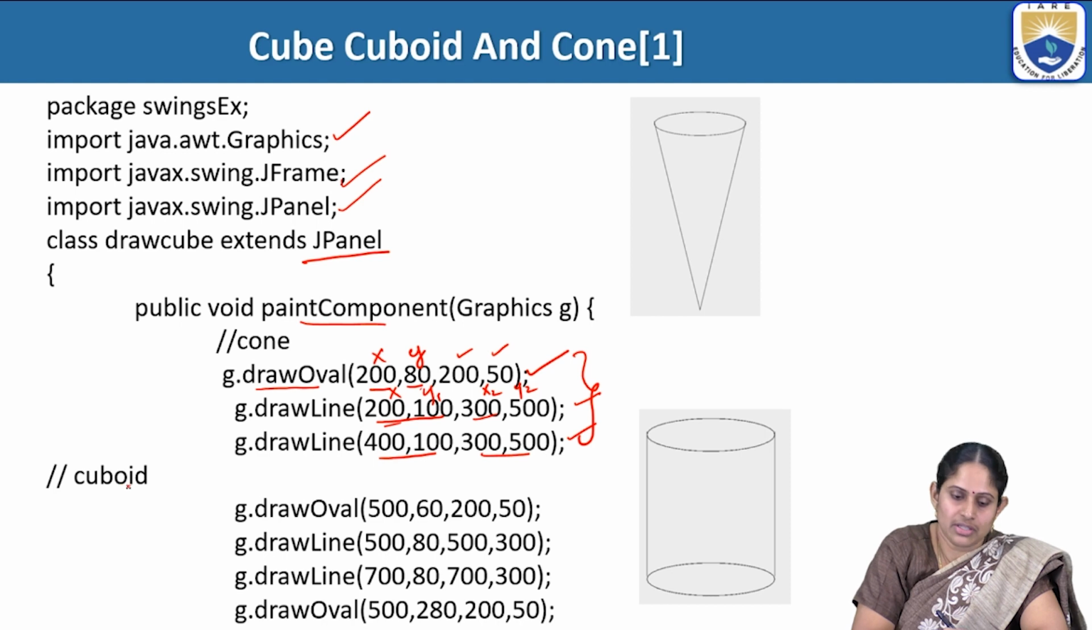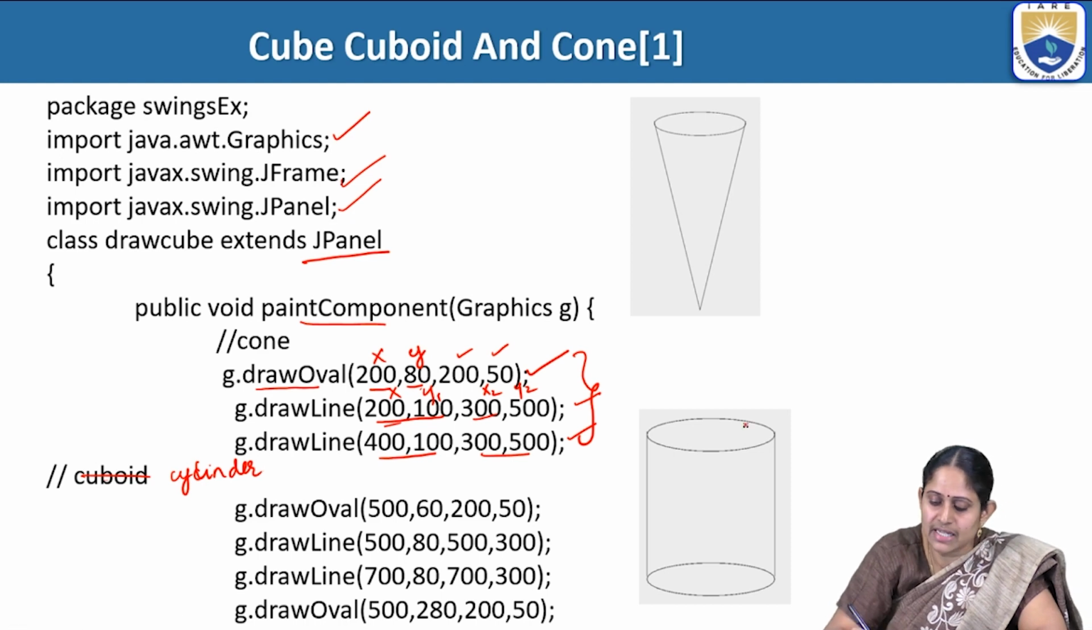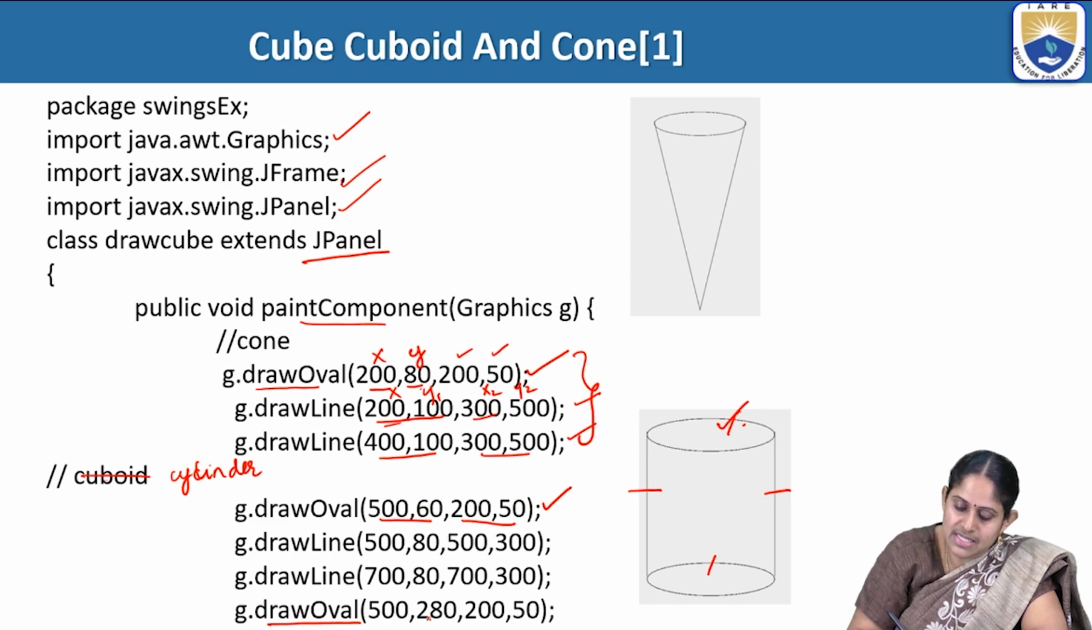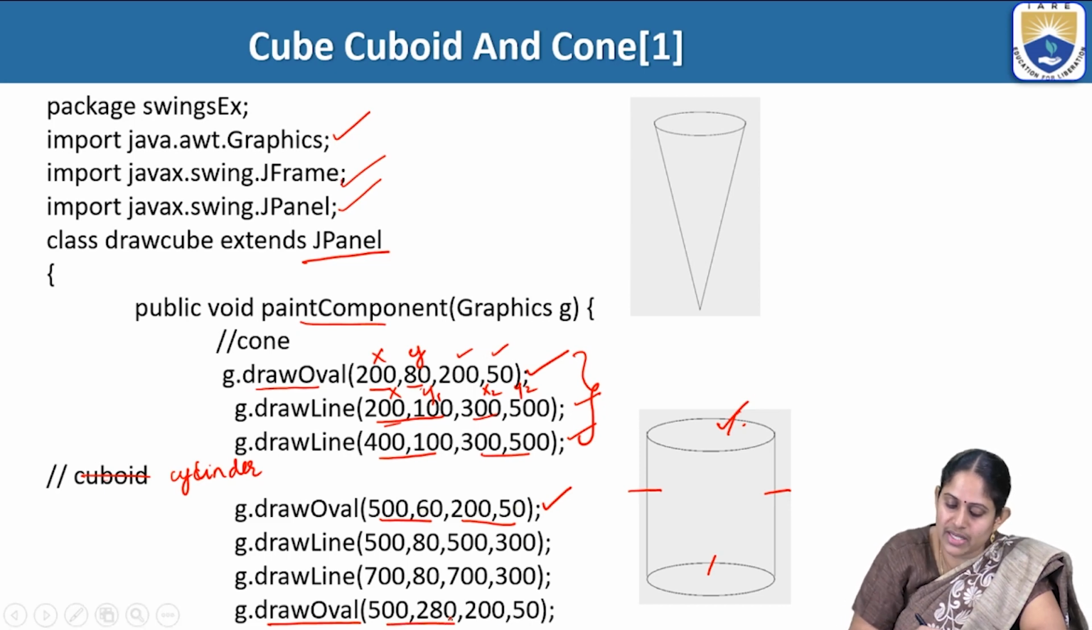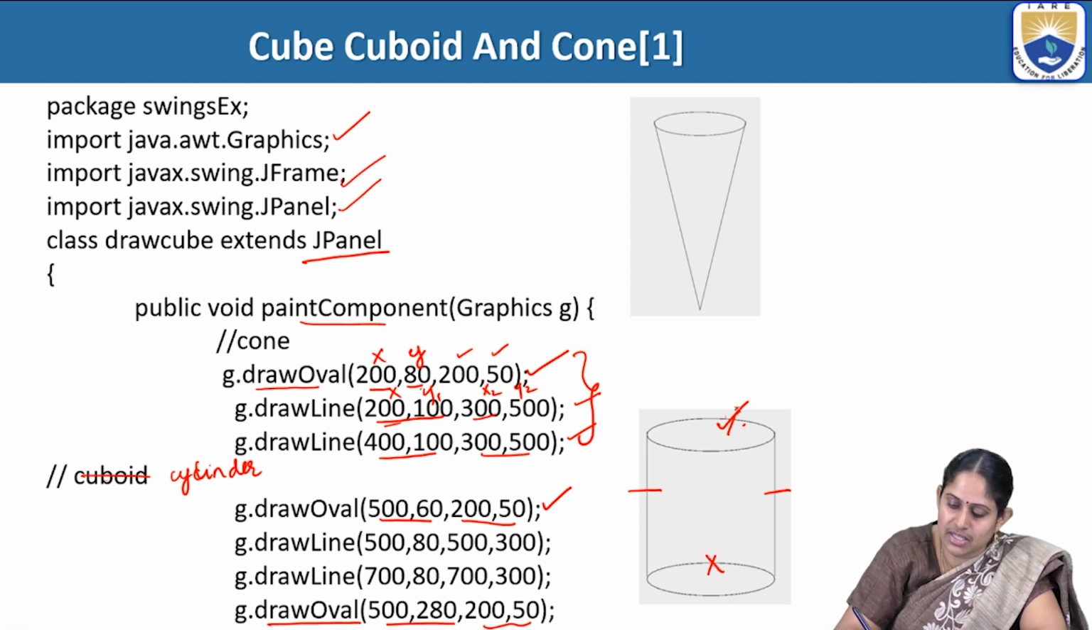Next we need to go for not the cuboid, but the cylinder. For the cylinder we need two ovals and two lines. To draw the oval, we call the drawOval method at 500, 280 with length and breadth as 250. This is one oval. The second oval is at 500, 560 with the same length and breadth. So these two ovals are drawn.